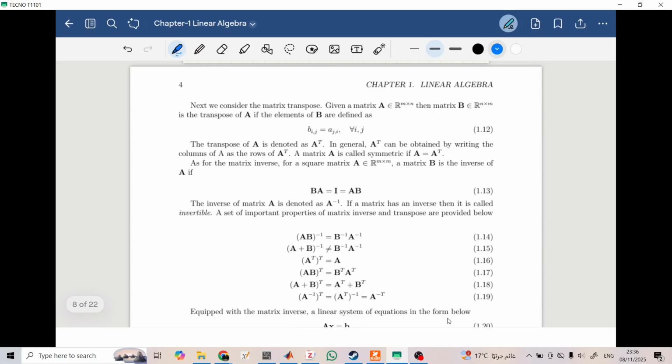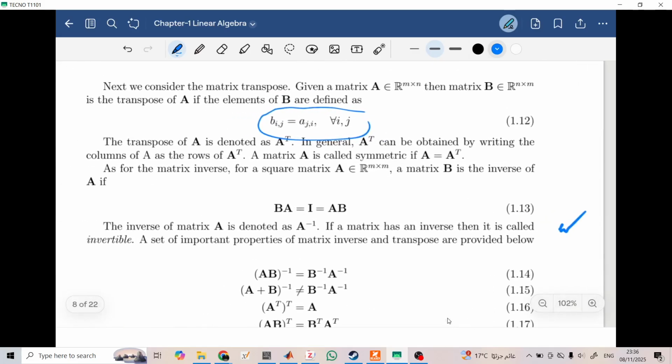Okay, mathematically you can define it by this form, right? You swap the rows and columns, and as you see here, I, J becomes J, I. Okay.